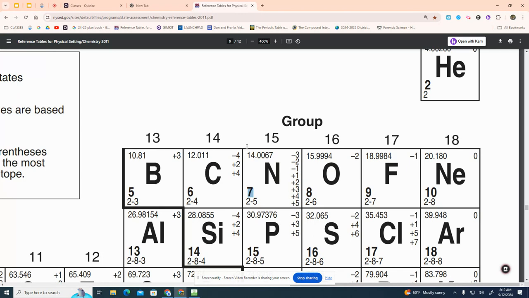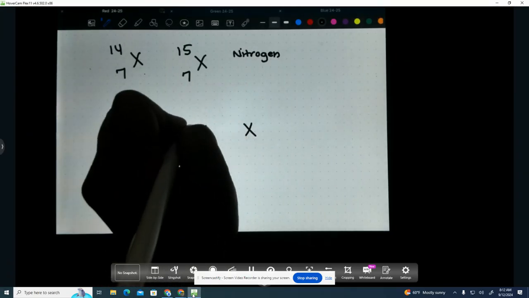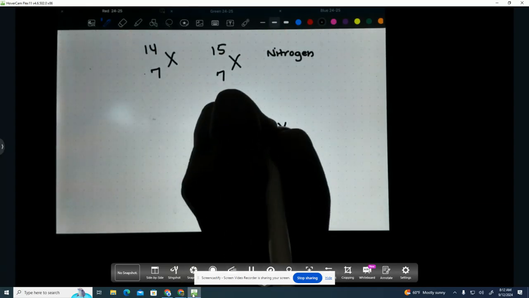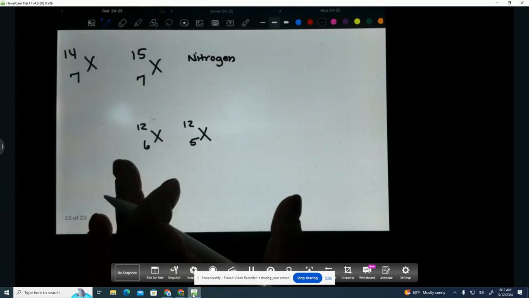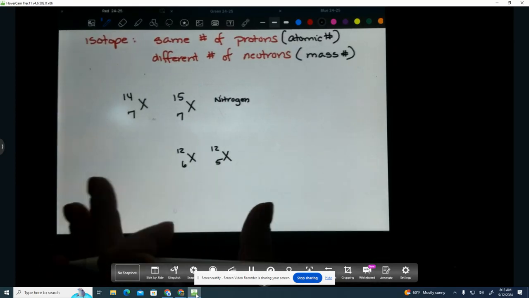Are these isotopes of each other? I'll put X's where they are. Okay. Let's do 6 and 12 and 12 and 5. Are these isotopes of each other? Why not, Sean? Protons are not the same. Do you understand that, Maddie? Everybody good? Allison, you good? Okay. All right. So that's isotopes.